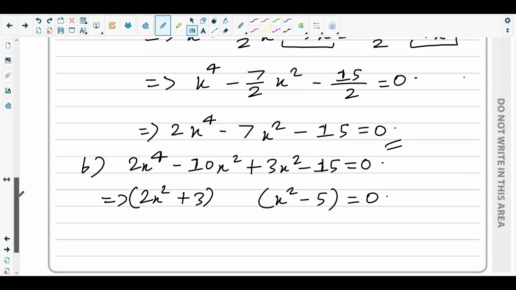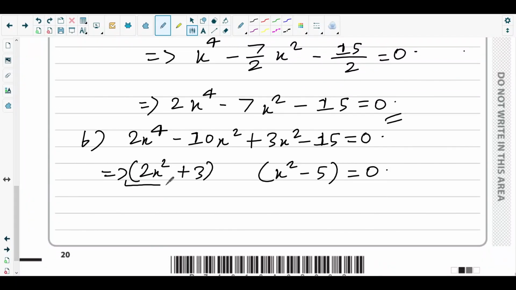So here we can see that one of the factors is giving an undefined value, because x squared equals negative 3 over 2. It's not possible. The square of a number is always positive. So ignore this factor. So x squared equals 5. So x equals plus minus square root of 5.